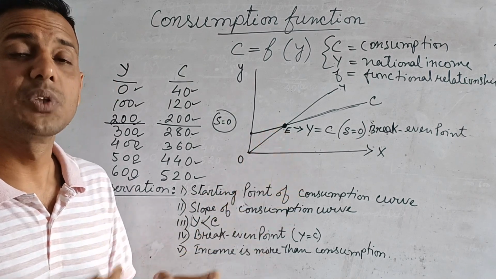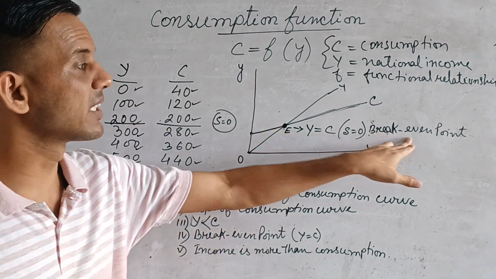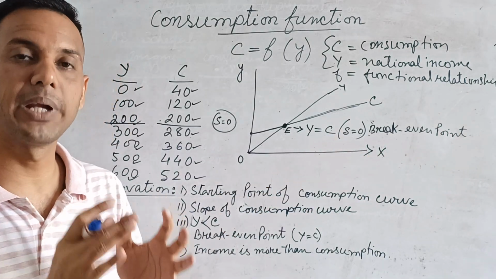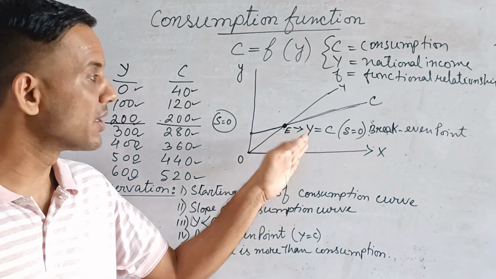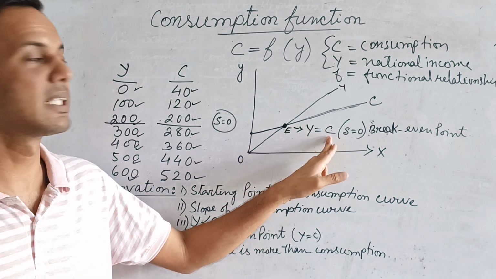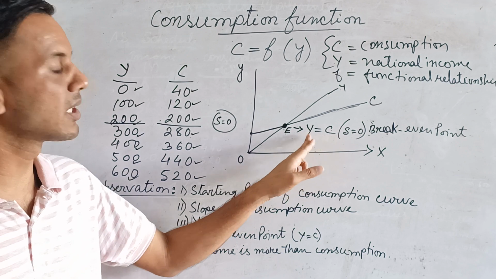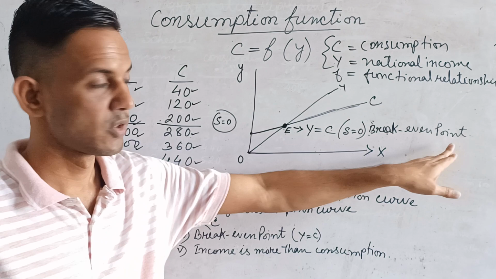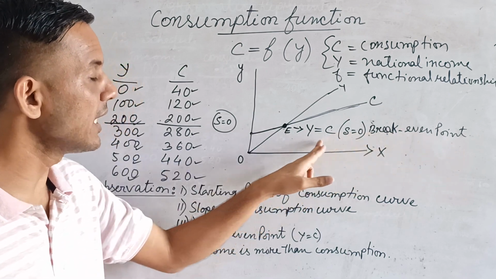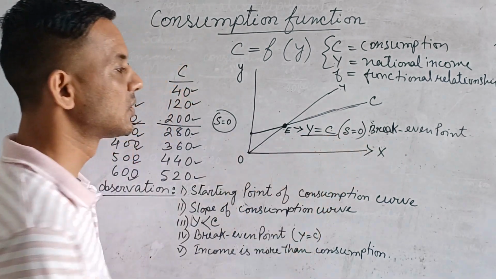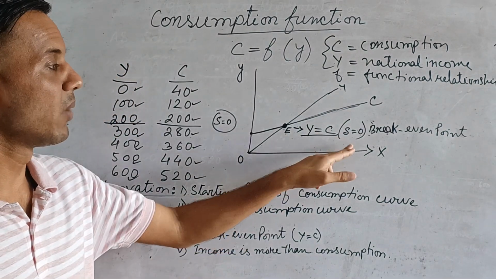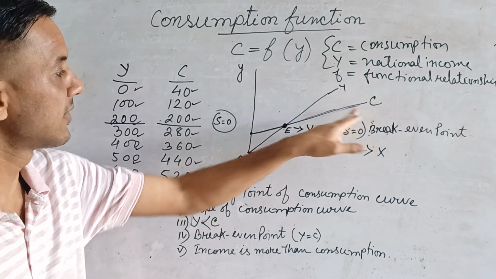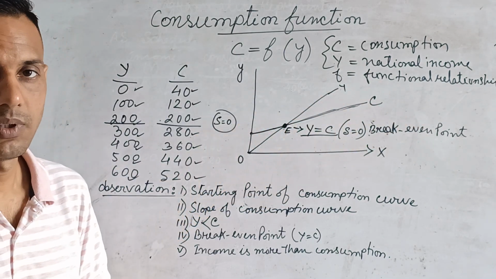It's very important. When we have to do the calculation, then you should know what the break-even point is. Suppose in your question paper you have seen that at the break-even point consumption is 500, then what is the income? Then you know that income is also 500. So that's why you have to know the meaning of break-even point. So break-even point means when Y is equal to C. It means you can say when savings is 0, then this is called the break-even point, when Y and C intersect at point E. Clear?